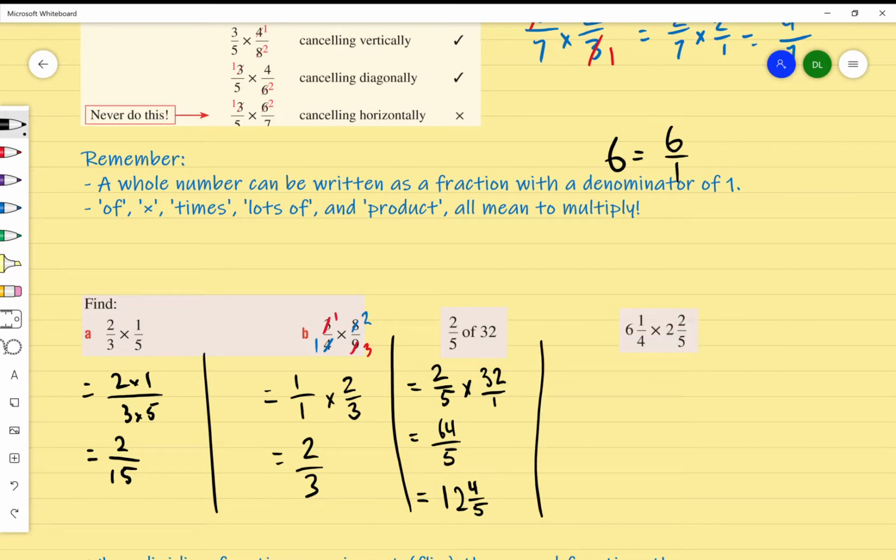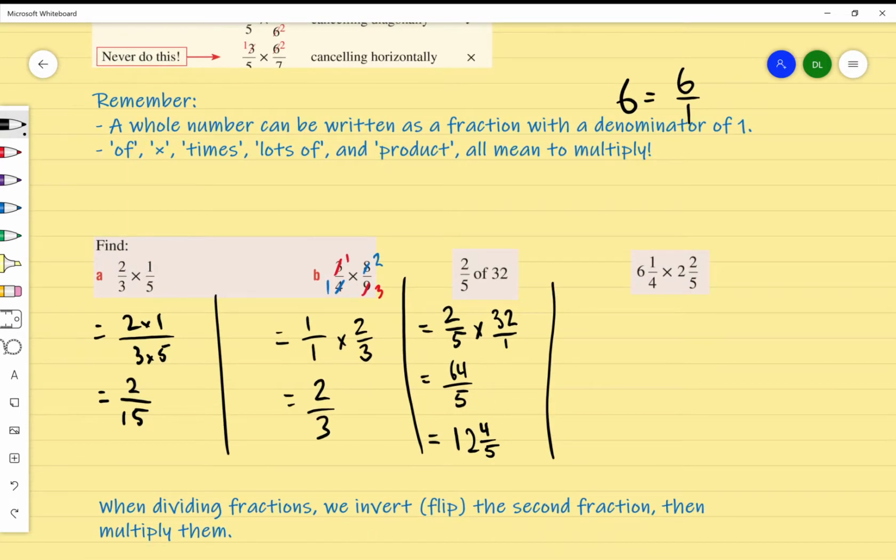This one over here on the right, I've got 6 1/4 times by 2 2/5. Now, what I'm going to do is I'm going to change them into improper fractions. Okay? So the first one over here, 4 times 6, that's 24. It's 25 over 4 times by, now 5 times 2, that's 10, plus the 2 is 12. I get 12 over 5.